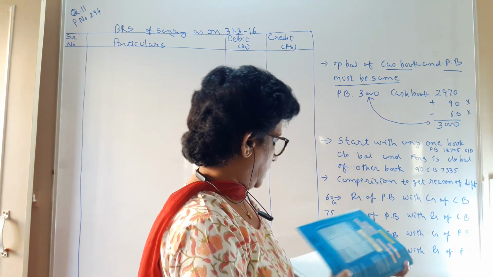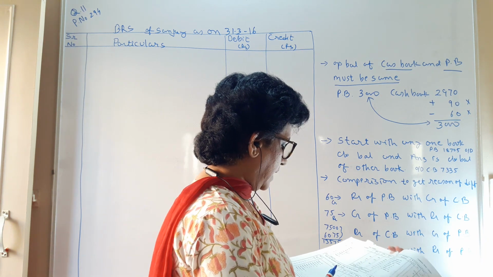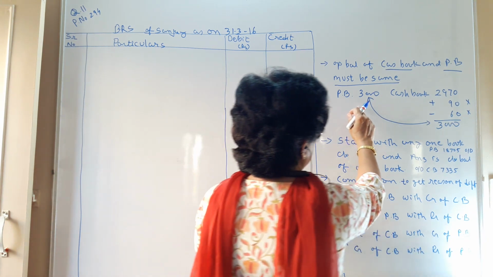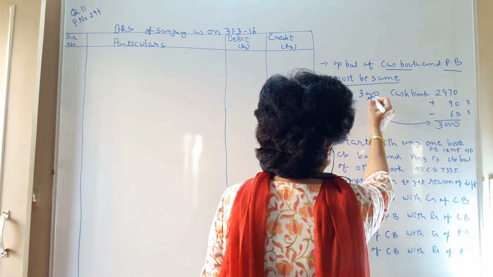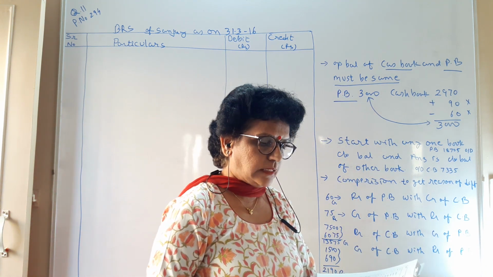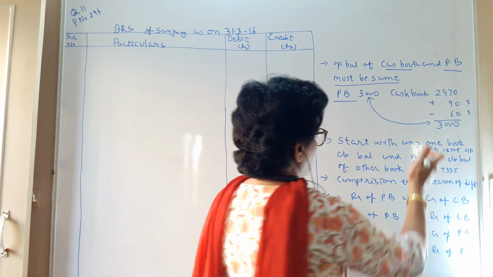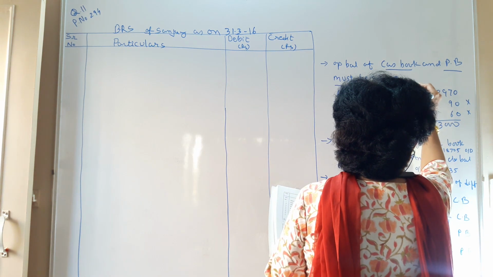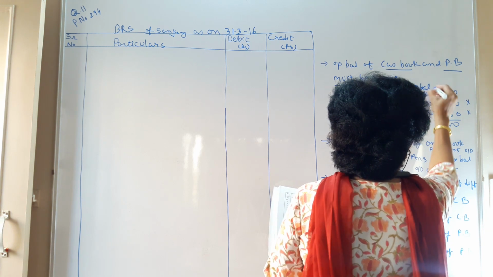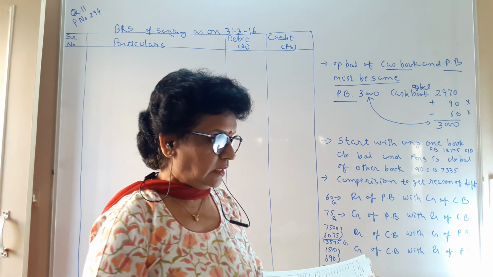In this example, if you see, the balance as per the bank passbook is 3000. Then the balance given as per the cash book, the opening balance, is 2970. And what is our condition? It should be 3000. So how can you make it 3000?